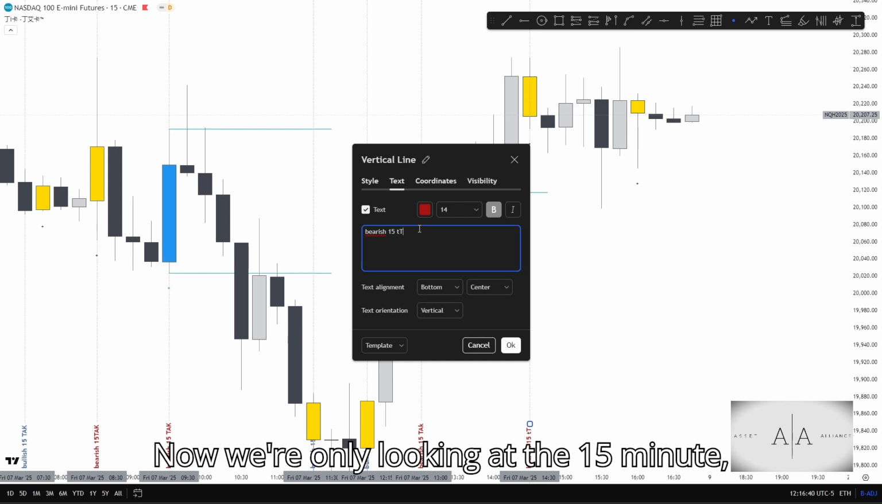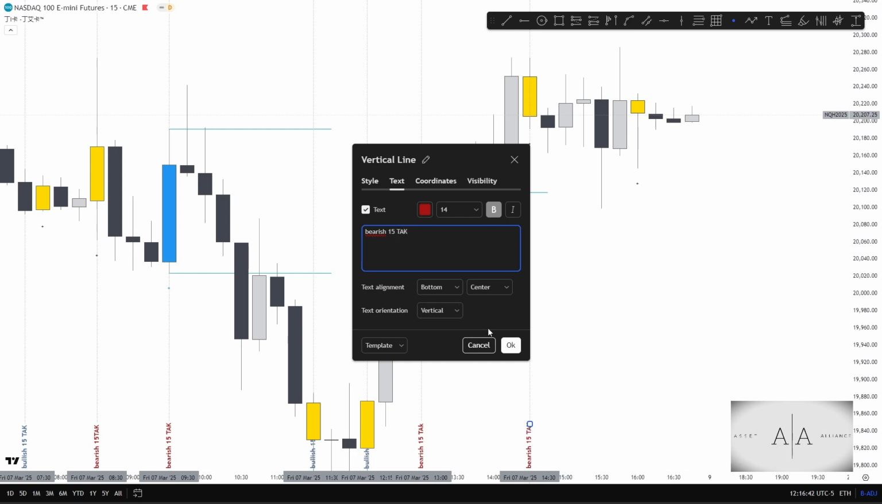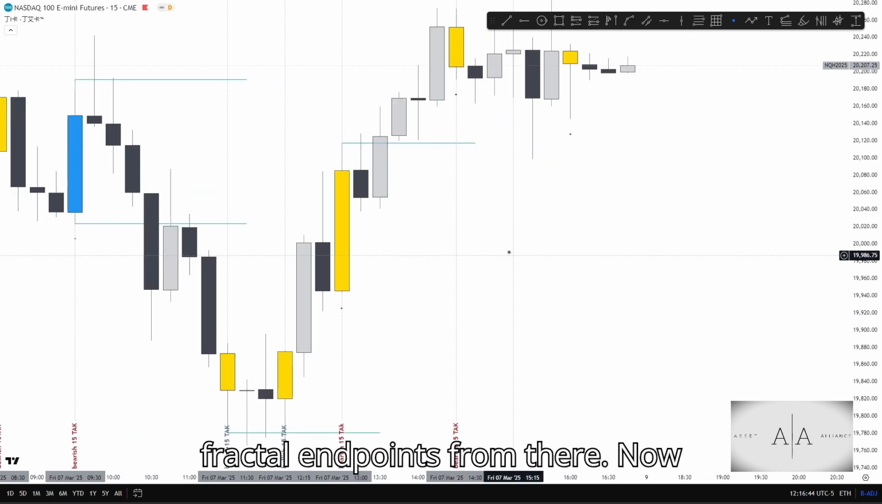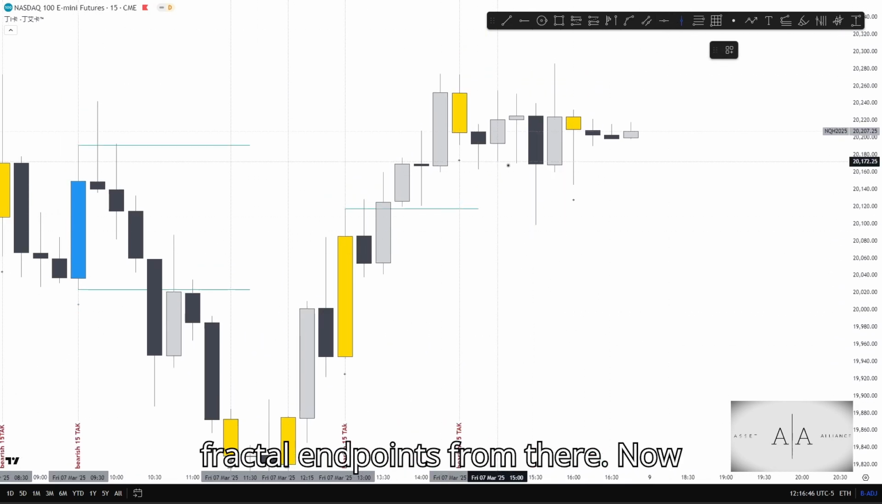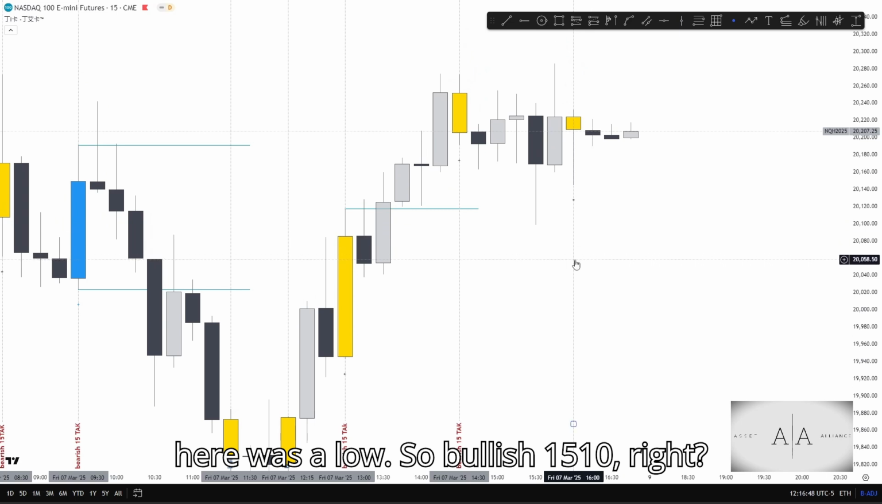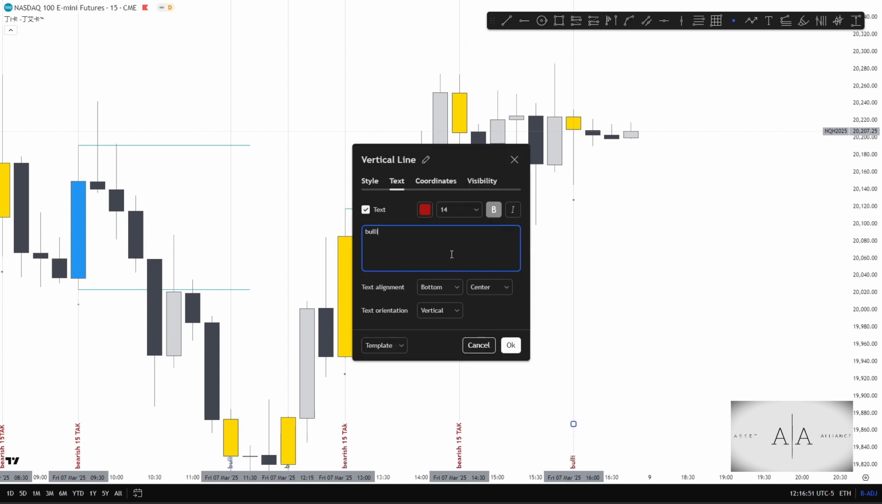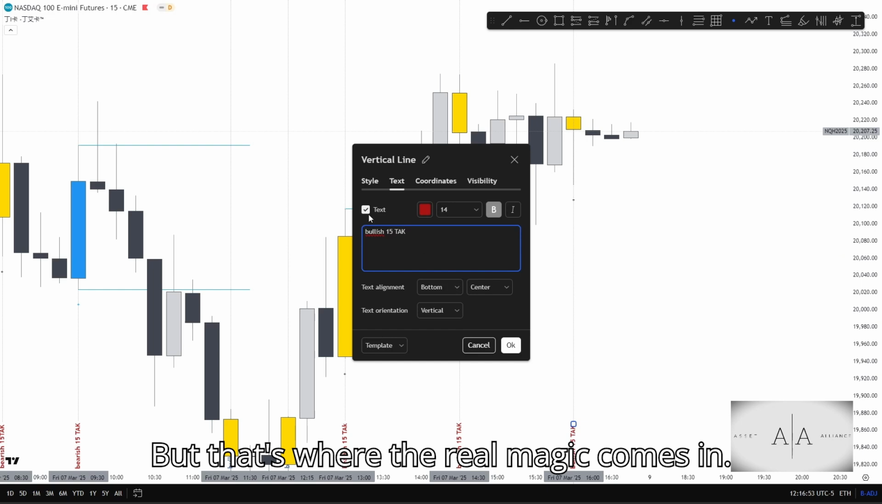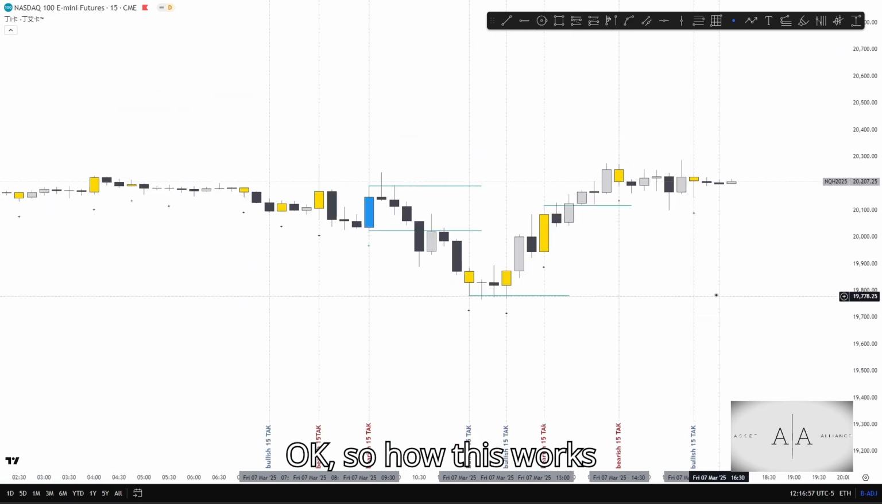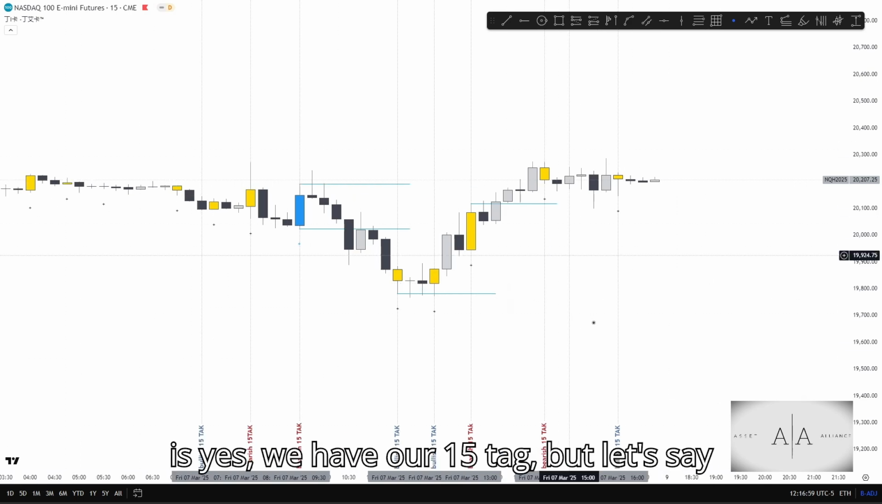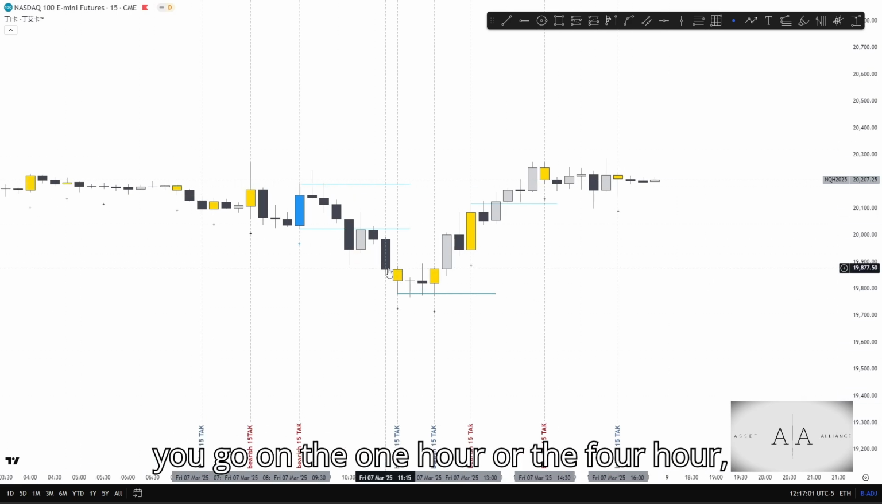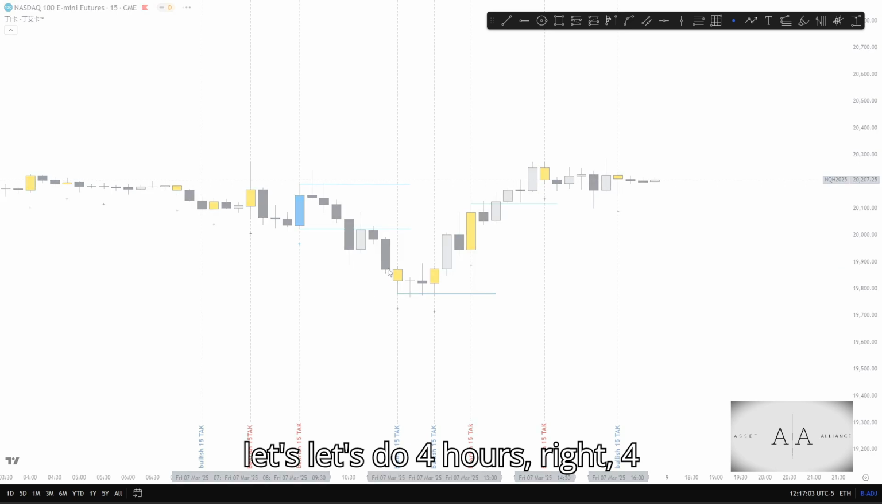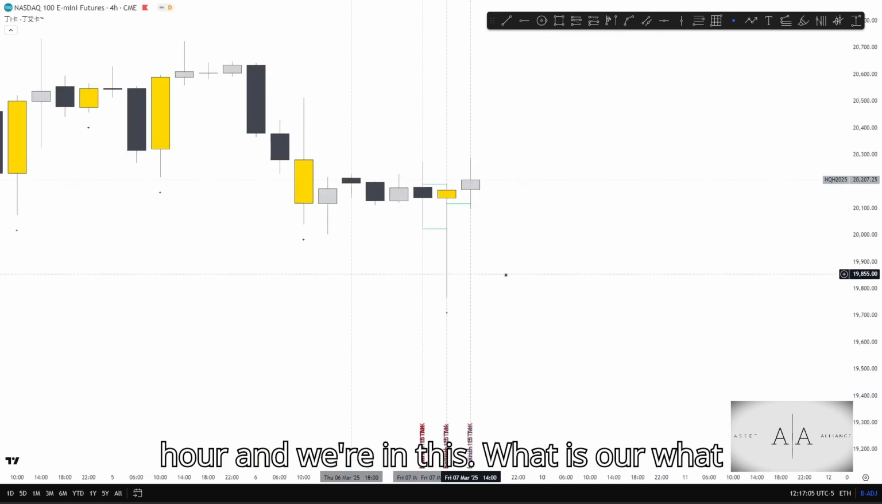Now we're only looking at the 15-minute, but that's because we're just doing our fractal endpoints from there. Now here was a low, so bullish 15 tech, right? But that's where the real magic comes in, okay? So how this works is, yes, we have our 15 tech, but let's say you go on the 1 hour or the 4 hour. Let's do 4 hour, right? 4 hour, and we're in this.